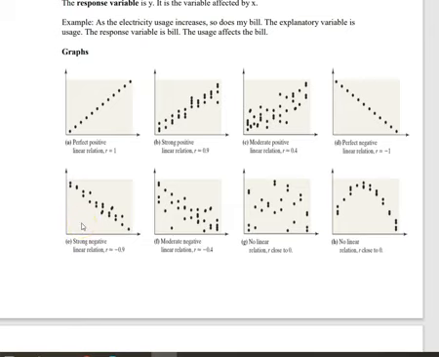E, a strong negative correlation. Okay, it looks like a pretty good straight line, and it's going down, so it would be about -0.9 for R.